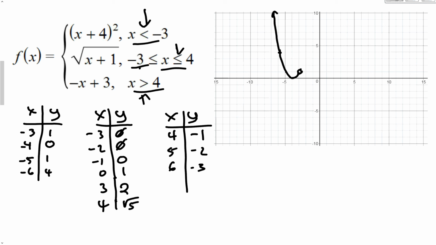We have our radical function, which starts at -1, and then 3, 2, and it goes a little bit higher, right? Kind of hard to graph, square root of 5, but we'll do our best there. And 4, -1 with an open circle with my line going down.